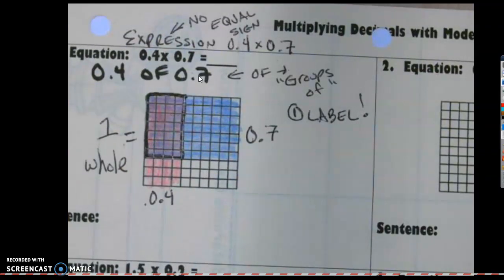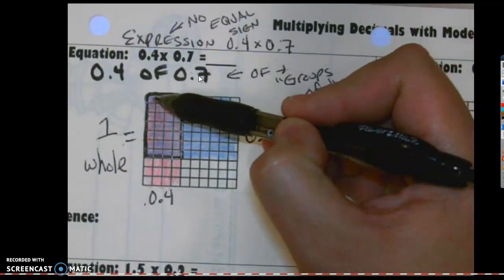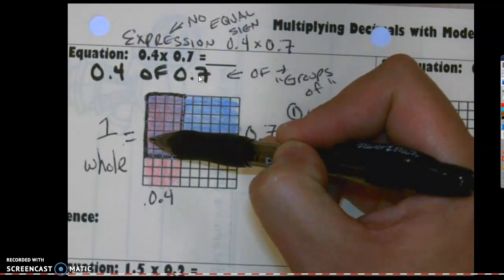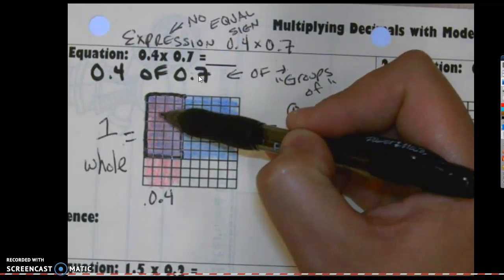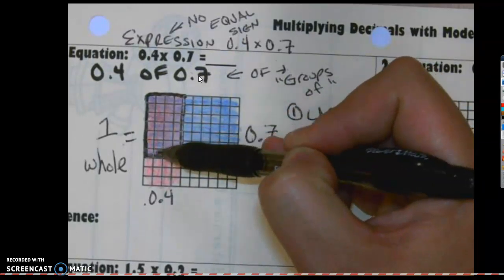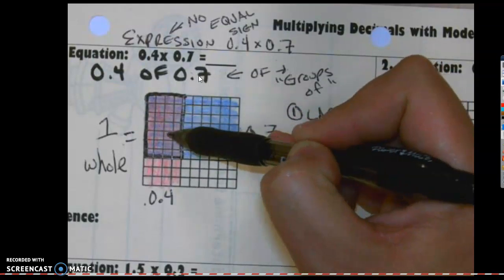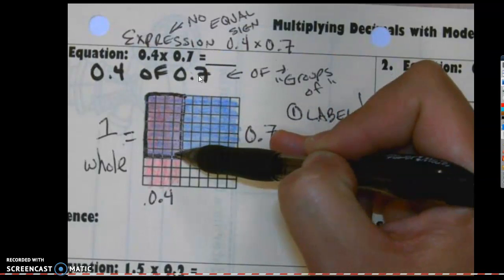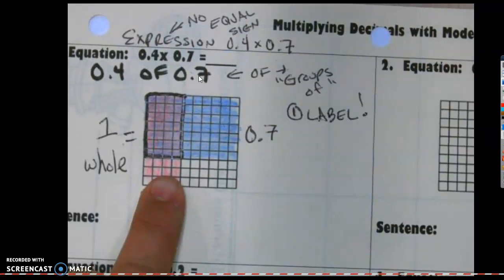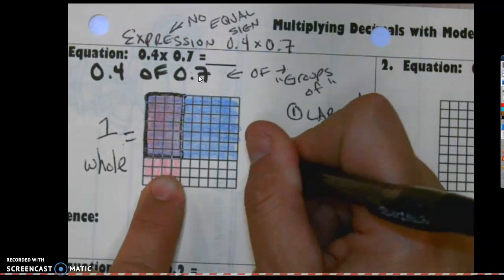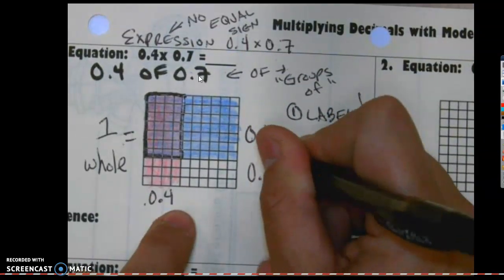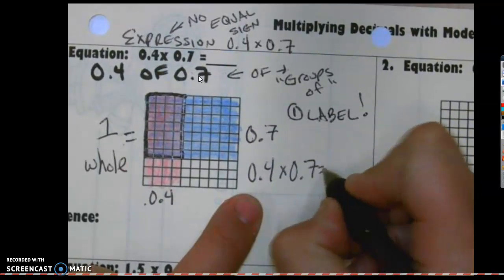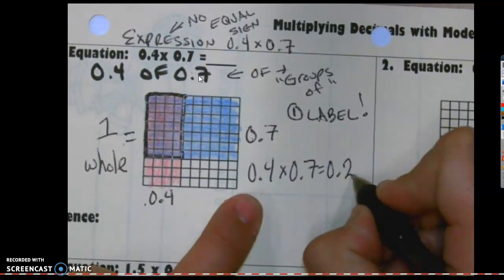Okay, so let's count it up all together. Let's see what we have. 1, 2, 3, count along with me. 4, 5, 6, 7, 8, 9, 10, 11, 12, 13, 14, 15, 16, 17, 18, 19, 20, 21, 22, 23, 24, 25, 26, 27, 28. 28 hundredths, okay? So 4/10 times 7/10 is equal to 28 hundredths.